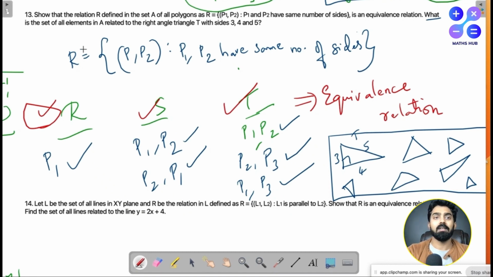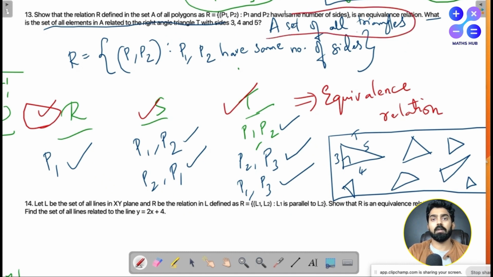So the set of all elements in A related to right angle triangle T is a set of all triangles. That is the answer. The set of all triangles. Cool. Let's go to the next question.